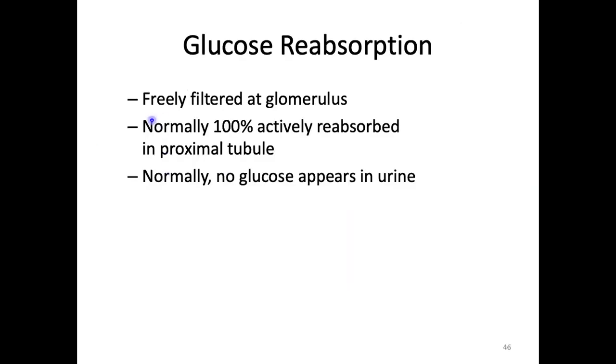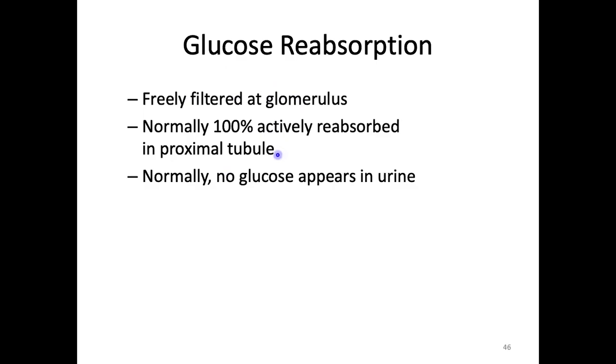Glucose. So you can add to your picture for glucose. Let's talk about glucose reabsorption in the proximal convoluted tubule. We already talked about it, but glucose is freely filtered at the glomerulus. This means whatever glucose is in the blood gets filtered through the glomerulus, right? And whatever gets filtered at the glomerulus gets reabsorbed in the proximal convoluted tubule.